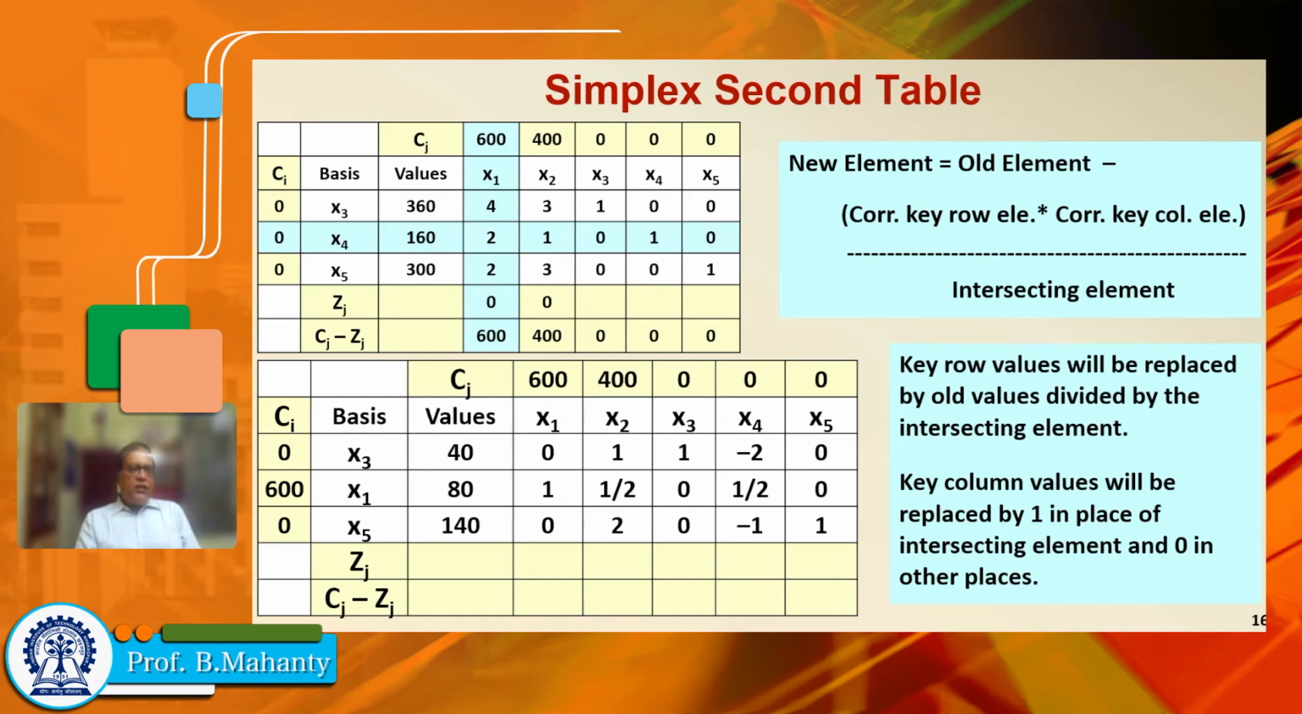All right. And how much will this 300 be? 300 minus 160 into 2 by 2. That means 300 minus 160. So it will become 140. Right. So we have here then 40, 80 and 140. Let us see the other elements also. How much will this 3 become? 3 minus 4 into 1 by 2. So it is 1. This 1 will be, look here, if any of the elements in key row or key column is 0, then no change would be occurring. First of all, it is also very clear that x3 remains in the basis.